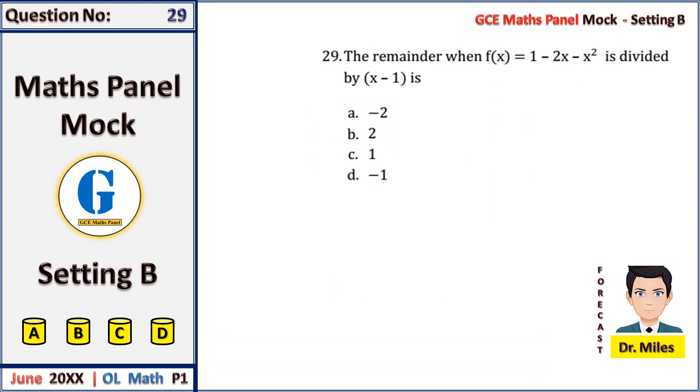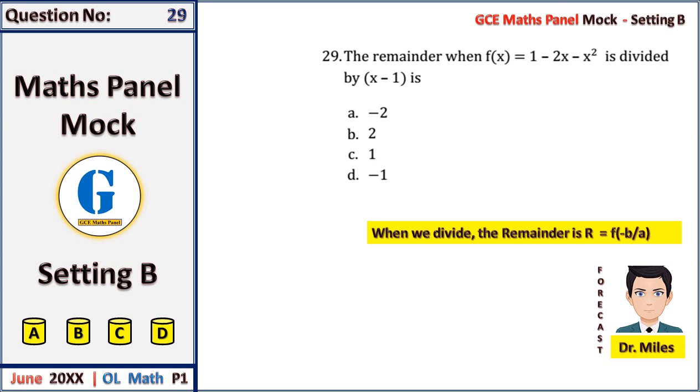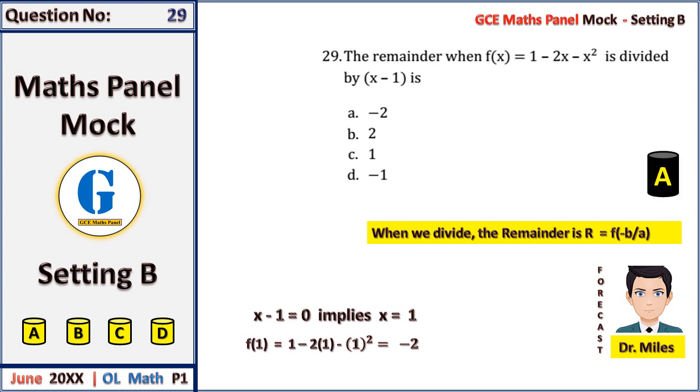29. The remainder when f of x equals 1 minus 2x minus x squared is divided by x minus 1 is, when we divide, the remainder is given by: you equate the factor to 0, solve for x, and substitute the value in the function. So the remainder is f of minus b on a. And this gives us f of 1 equals 1 minus 2 into 1 minus 1 squared, which equals minus 2.